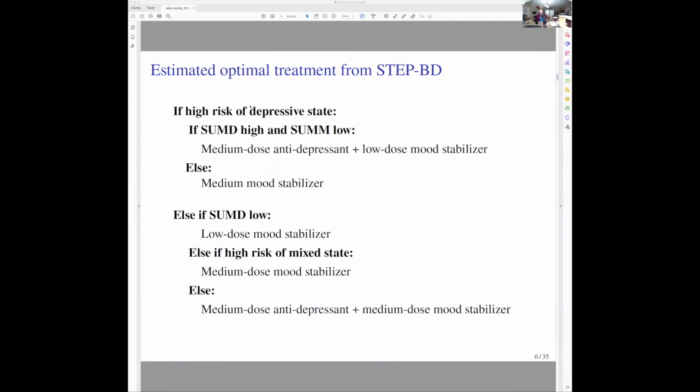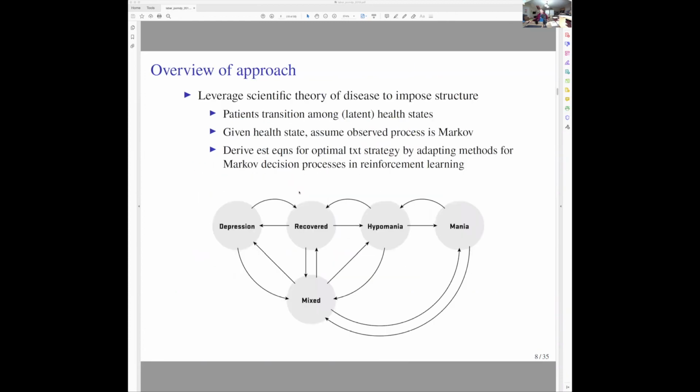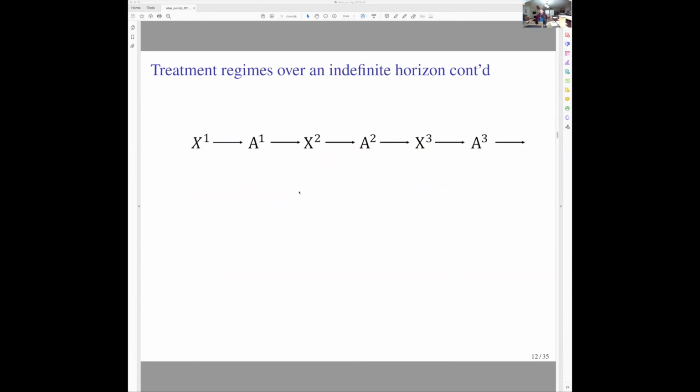So if you're currently at risk of a depressive state, if your current SUM-D is high, if your current SUM-M is low, then do something, right? And so we want to estimate rules like this, where you can look at it and say, does this make sense? So if a patient presents with this health state, what should we do? Okay, so how do we construct rules like that when we know we don't have Markov data? So the idea was to go back to this picture.